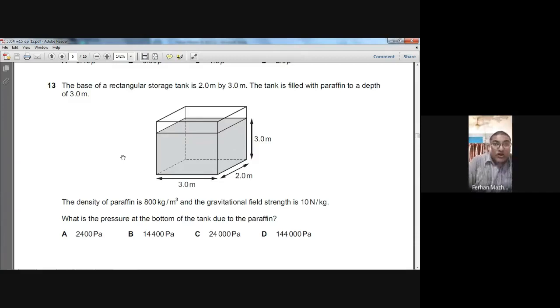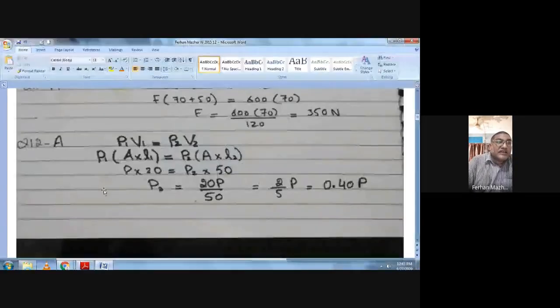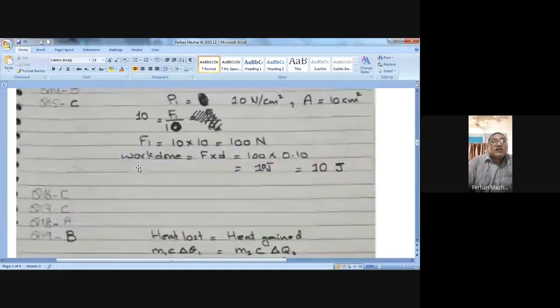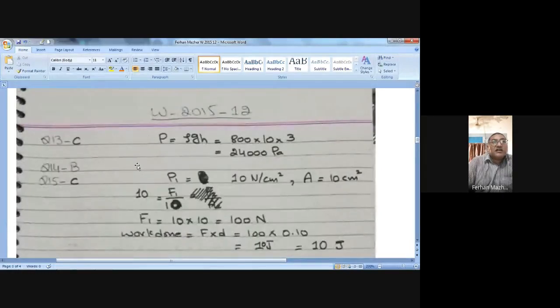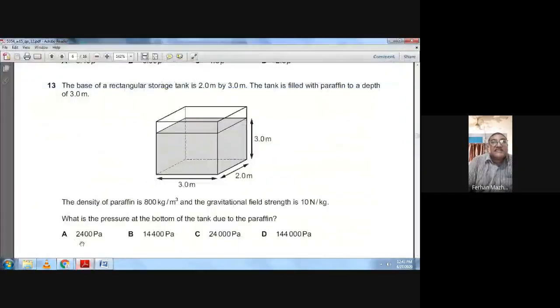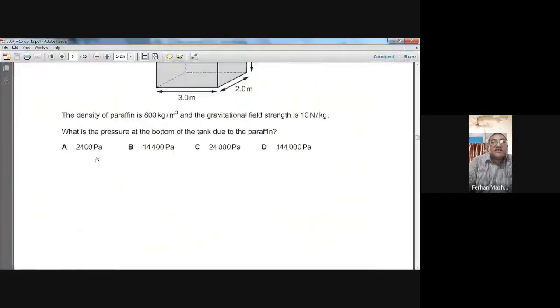Okay, so I have done this working, and I can show you that. This is the working. Question number 13: the pressure is equal to rho g h, which is the density given, 800, into g, which is 10, into 3, the height or depth of the liquid. So 24,000 pascals. C is the choice. Question number 13, C is the choice.